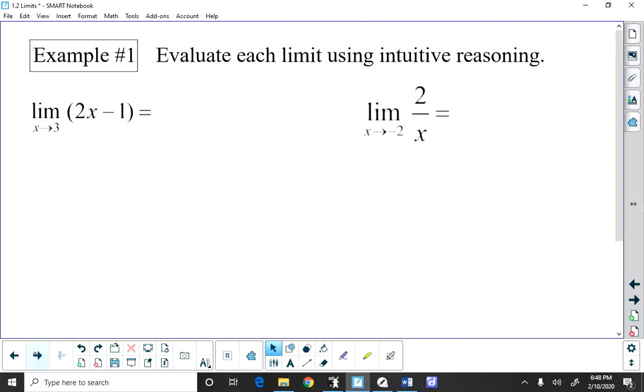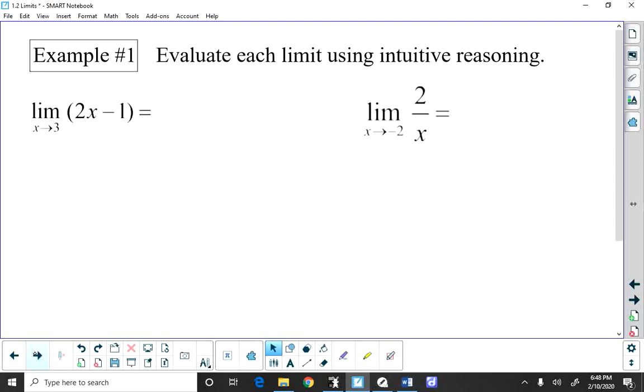All right, let's calculate some limits now. We're going to be using what we call intuitive reasoning, which means common sense. And common sense is not always the best way to go. In fact, sometimes it's absolutely a fatal move in mathematics. But I will tell you it works here. So here is my reasoning.